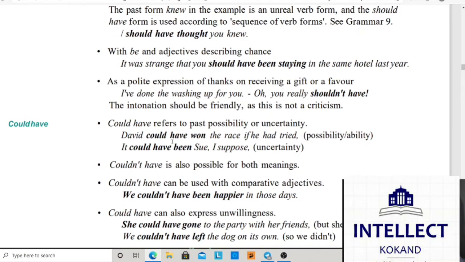So let's say Uzbekistan didn't win the championship from boxing. It got second place. So let's say the team lost because of one mistake. So what would you say? They could have won if they didn't do that mistake, yeah?